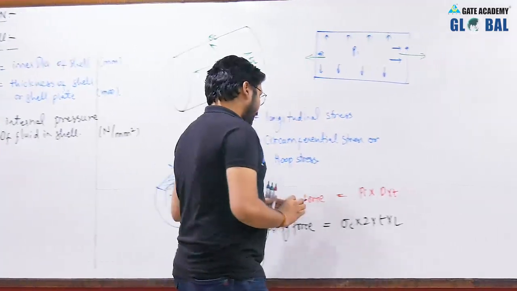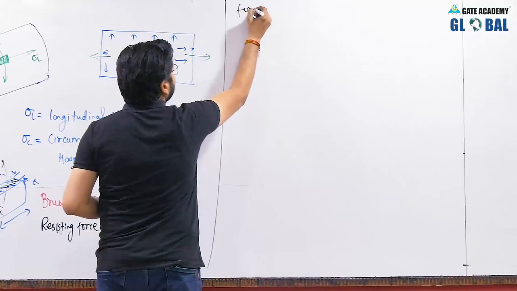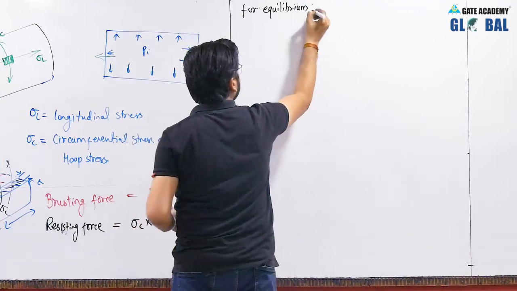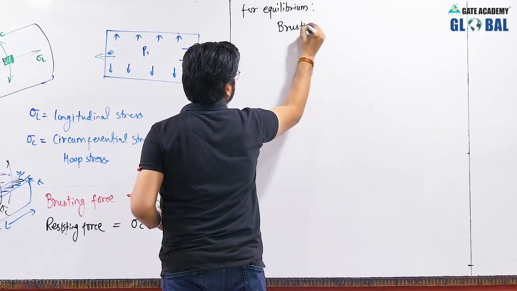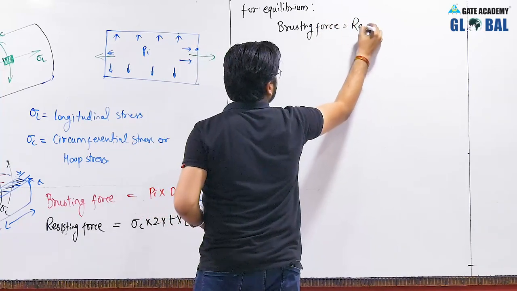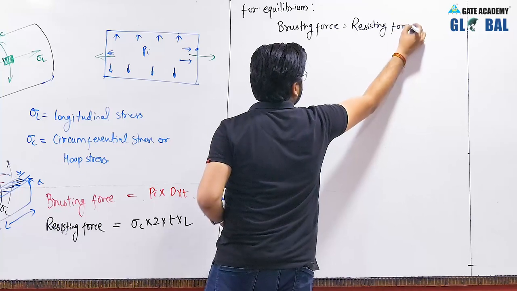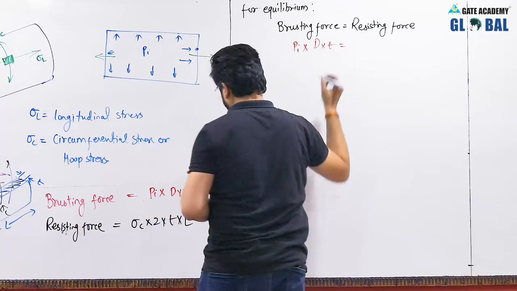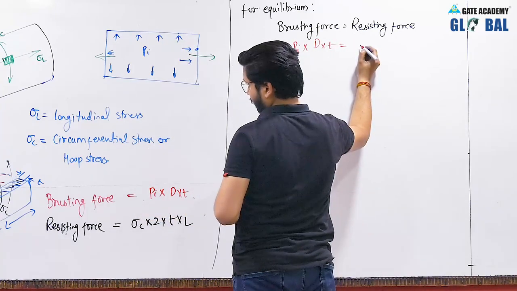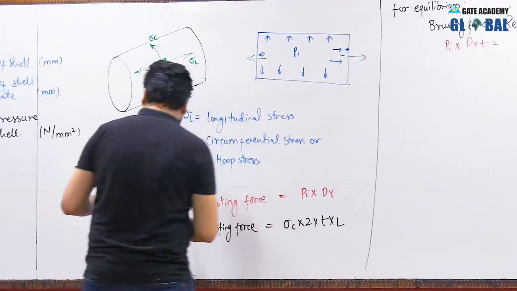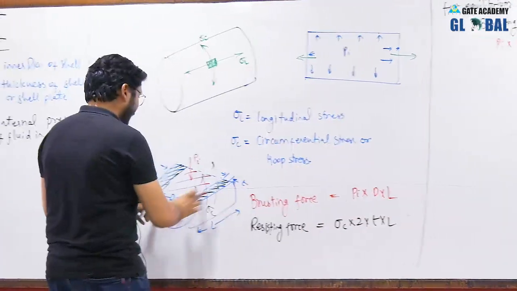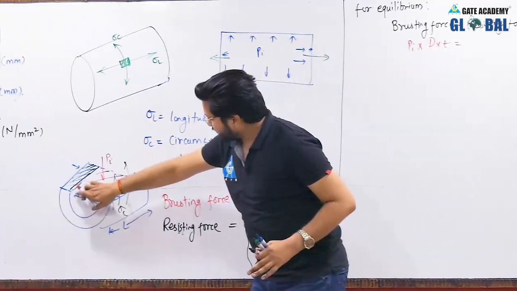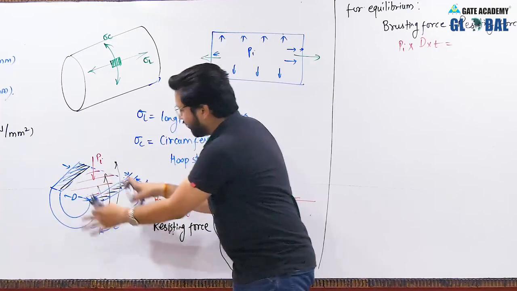Now for equilibrium, these forces must be equal, so the bursting force should be equal to the resisting force. This will be Pi into d into t. Sorry, this is not P into D, this projected area is D into L. Make the corrections: the projected area will be d multiplied by the length. This will be the area of this rectangle, so this will be the projected area.